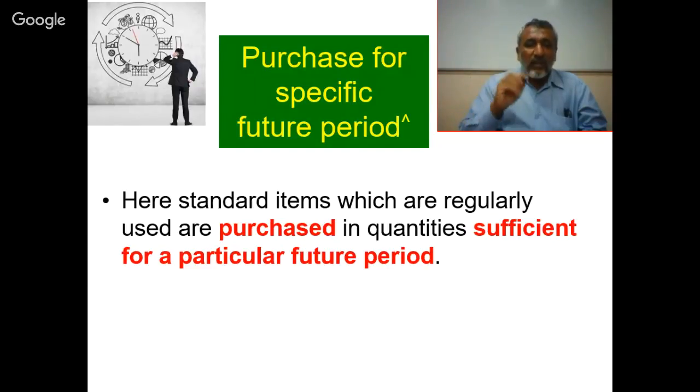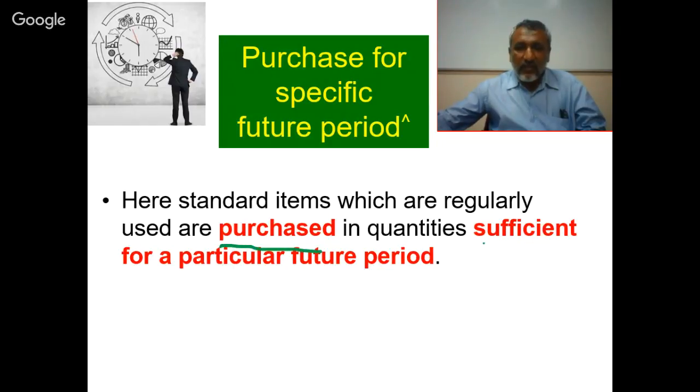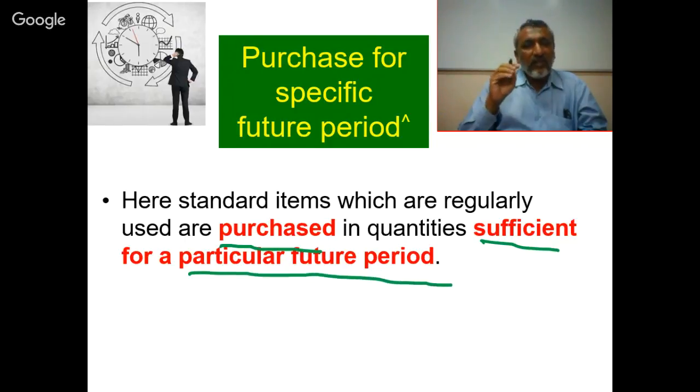So purchasing for a specific future period means the materials are purchased in sufficient quantities for a particular future period. That is, the material is calculated for a particular future period. This future period is comparatively small. It's not a very large period.